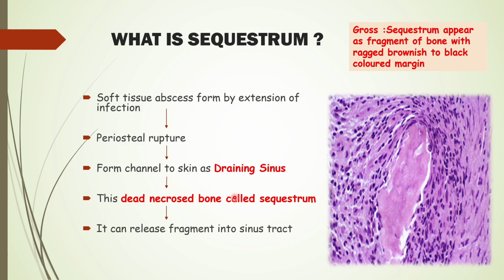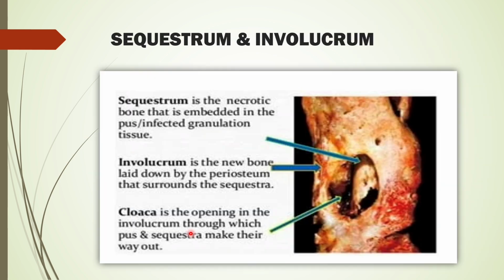Now, the infection of osteomyelitis from the bone can spread into soft tissue and form a soft tissue abscess. Because of extension, a soft tissue abscess can form that can cause periosteal rupture. Via the Haversian canal, infection reaches up to the periosteum and periosteal rupture can occur. So it will form a channel to the skin as a draining sinus, right? The channel will form to connect up to the skin. That is known as a draining sinus, and via it the dead bone can be released. The fragment of dead bone can be released via the draining sinus.